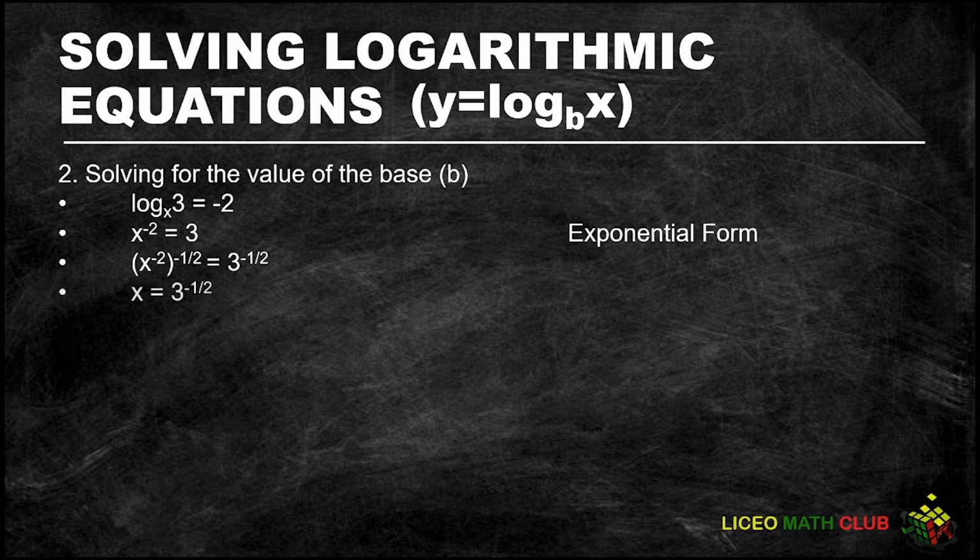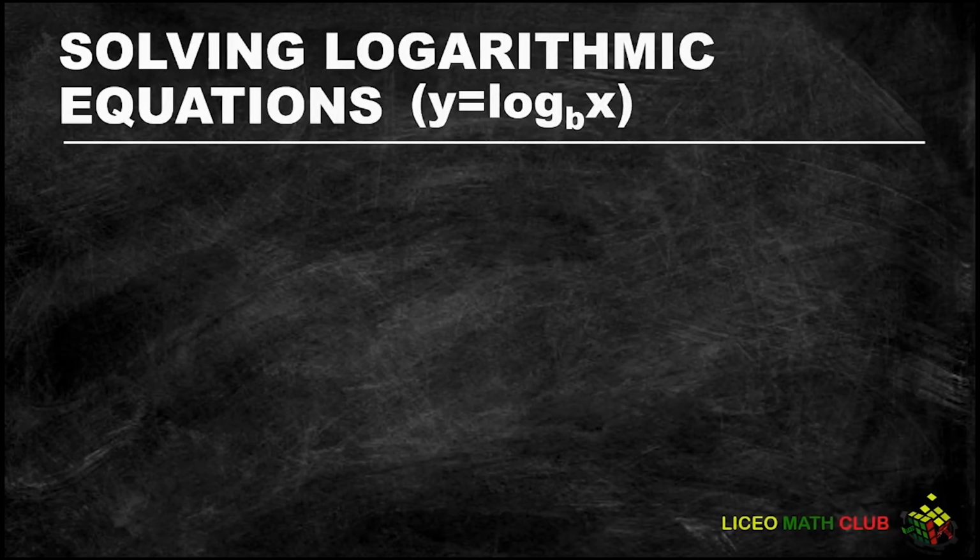Simplifying, we will have x is equal to 3 raised to negative 1/2. It is then equal to x is equal to 1 over square root of 3. By rationalizing, we will then have the final answer of x is equal to square root of 3 over 3.